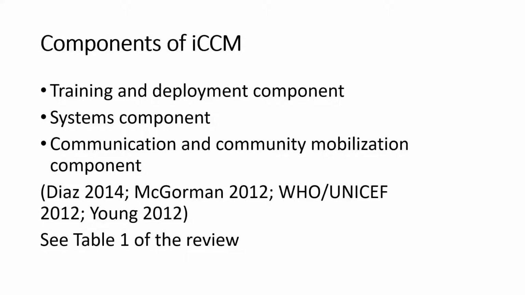The second component is a systems component, and that includes interventions with the main purpose of improving implementation of ICCM by strengthening health systems, organization, and management, including supervision, information systems, and M&E, and supply chains. Then there is a communication and community mobilization component, which includes interventions with the main purpose of promoting good practices for health and nutrition and generating demand for case management services for ill children through communication and mobilization of communities and caregivers. But who provides ICCM?